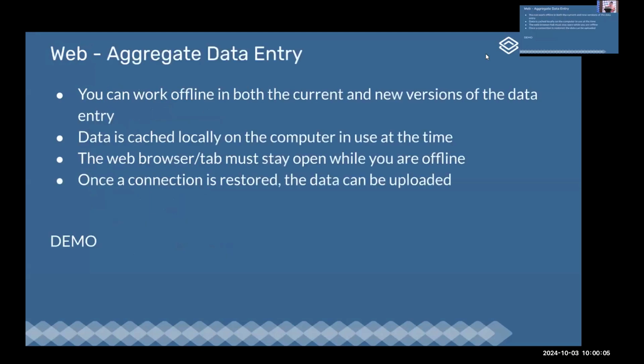So I'll start with the aggregate data entry. For aggregate data entry, you can work offline both in the current and the new version of the data entry application, and I'll show it real quickly. Basically how this works, data gets cached locally on your computer, okay? So on the device that you're using when you're offline. So the web browser or tab that you have open, if you go offline, it must stay open, right? And then once the connection is restored, the data can be uploaded.